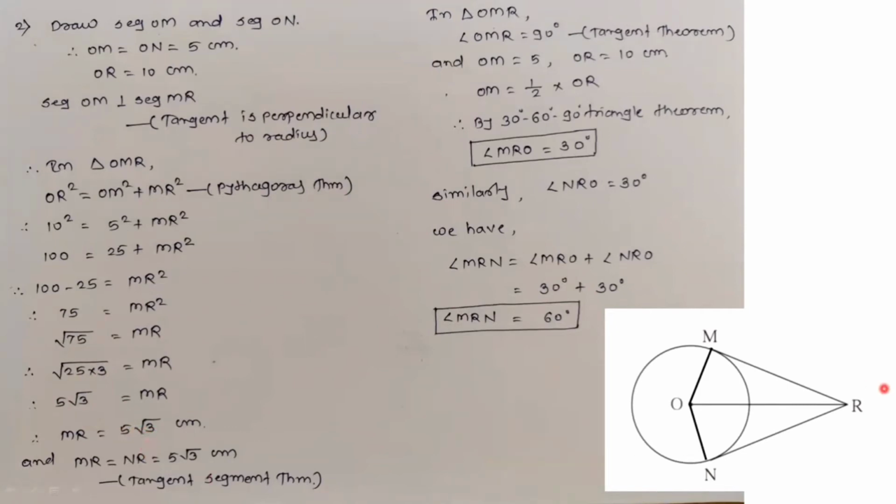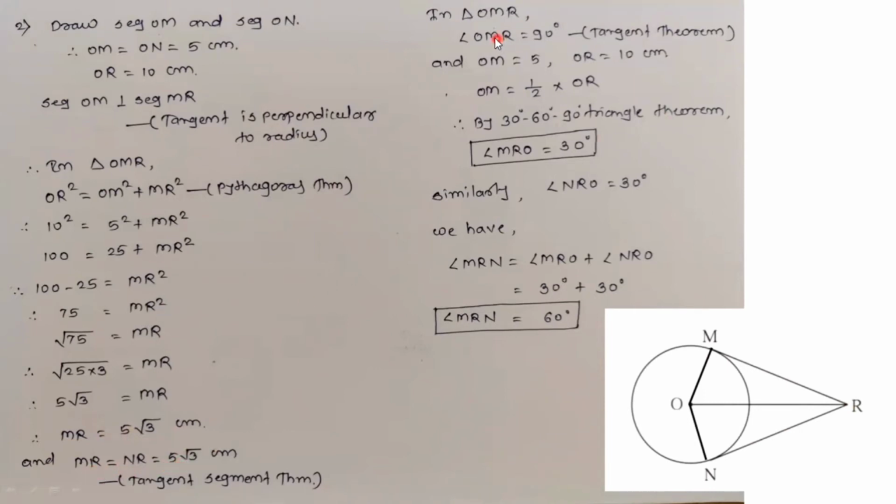Now as we know that if two tangent segments are drawn from an external point, those are congruent. So if MR is 5 root 3, the other tangent segment drawn from the same external point R, that is RN, must also be 5 root 3 centimeter. That is the length of the two tangent segments drawn from point R. That is MR is equal to NR is equal to 5 root 3 centimeter.